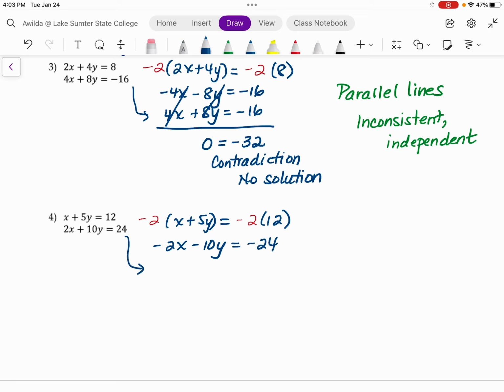Now let's bring the second equation unchanged. We have 2x plus 10y equals 24. When we add these two equations, -2x plus 2x, that's 0. -10y plus 10y, that's also 0. So we get 0 on the left. And -24 plus 24, well, that's 0. Notice that this is a true statement this time. 0 does equal 0. In fact, this is always true. This is called an identity. The conclusion that we reach is that there are infinitely many solutions.